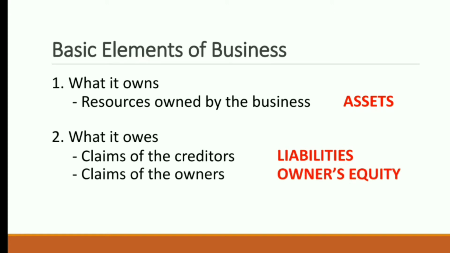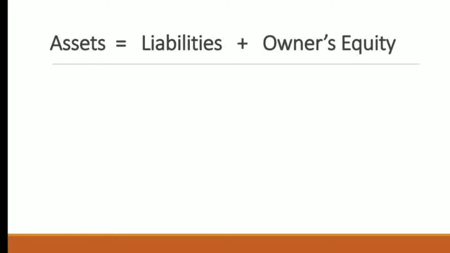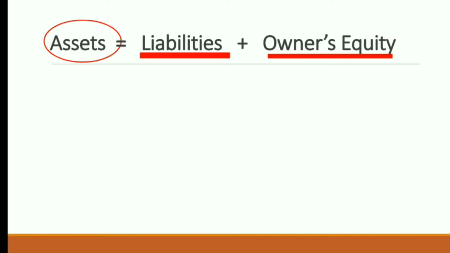So if we're going to put these elements in an equation, it would result in our basic accounting equation. Assets is equal to liabilities plus owner's equity. In this equation, we can say that the assets of the business are financed by the creditors. That's why we have the liabilities, and also financed by the owners or owner. That's why we have the owner's equity.